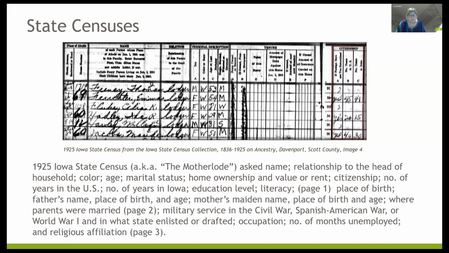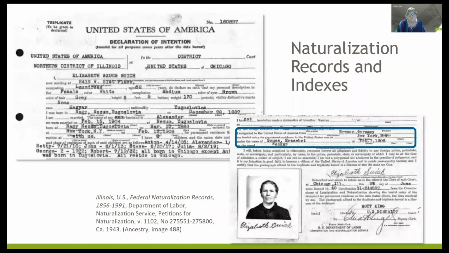Page 3 talks about military service, occupation, number of months unemployed, which is something that we often overlook in some of the regular census records too. Some of the regular population schedules include unemployment type of information because that impacted your family. And religious affiliation, which of course is important for finding church records.